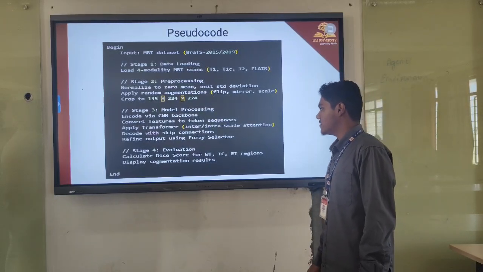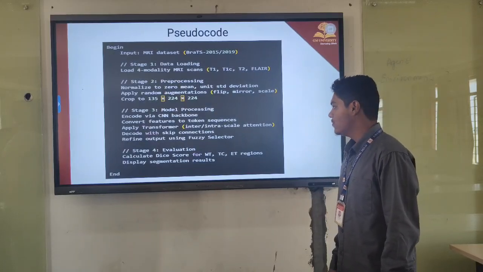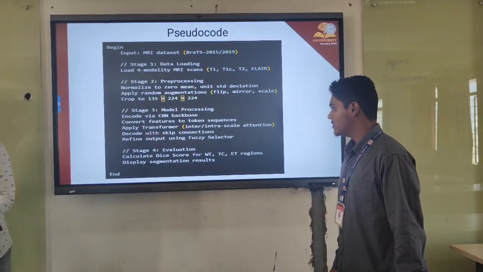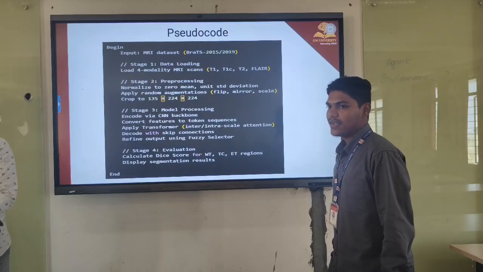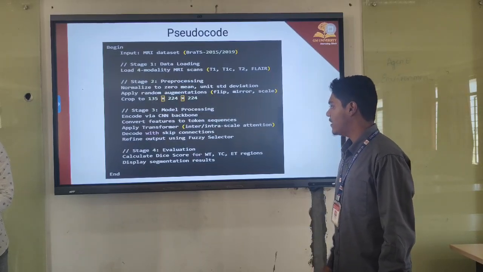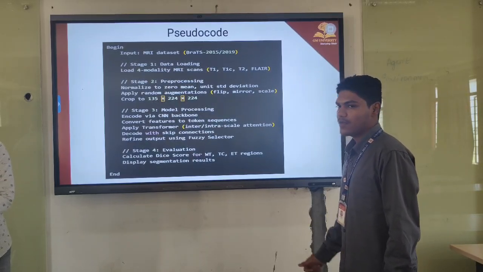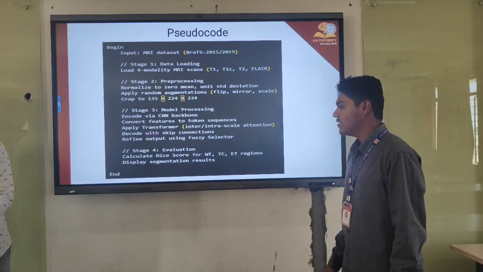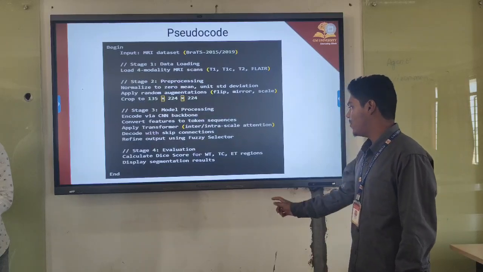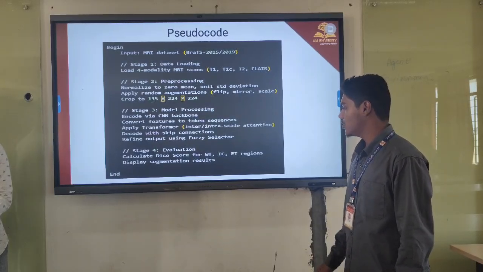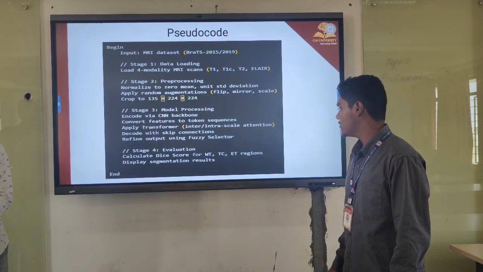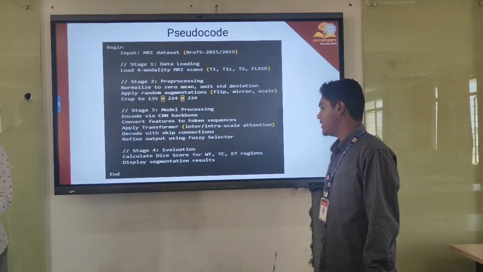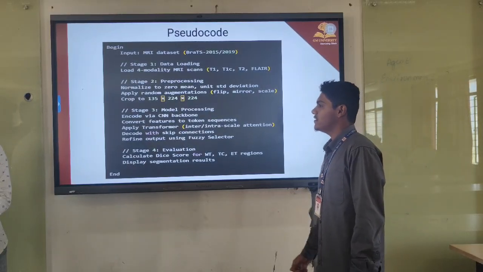Decode with skip connections. We use skip connections because the memory is reduced and the spatial data is preserved. Refine output using the fuzzy method, which removes the noise and improves the image accuracy. Stage 4, evaluation: calculate the dice score for WT, whole tumor, TC, tumor core, and ET, enhancing tumor regions, and display the segmentation results. Here end means end of the approach.